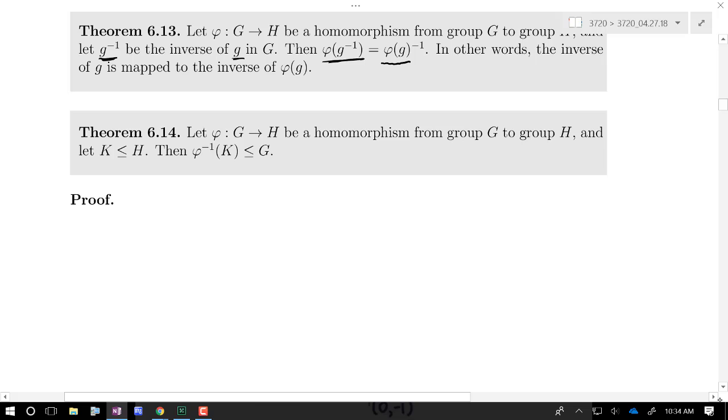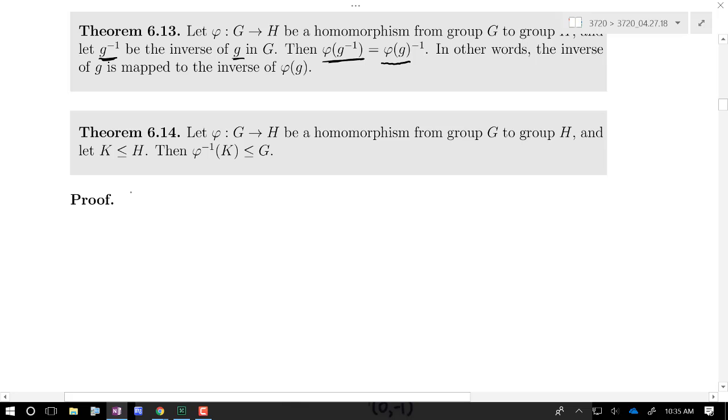Let's establish this next one. This one is really about subgroups and not so much about individual elements. Let's say we have a homomorphism phi from G to H, and K is a subgroup of H. Then what we're going to show is that the pullback, the preimage of K, is a subgroup of G. We know the preimage would have to at least be a subset of G, but we're going to show that it is, in fact, a subgroup of G.